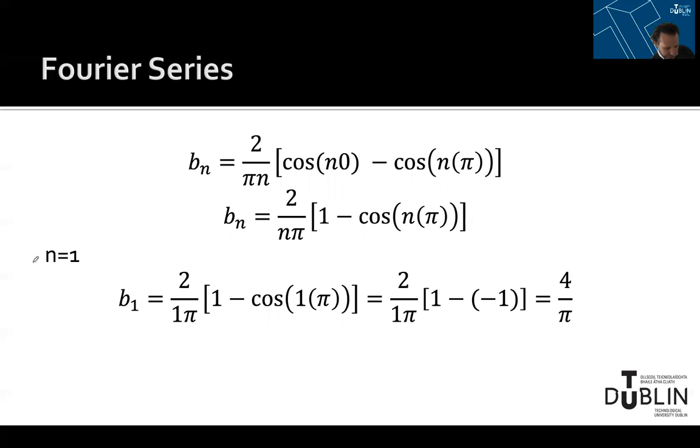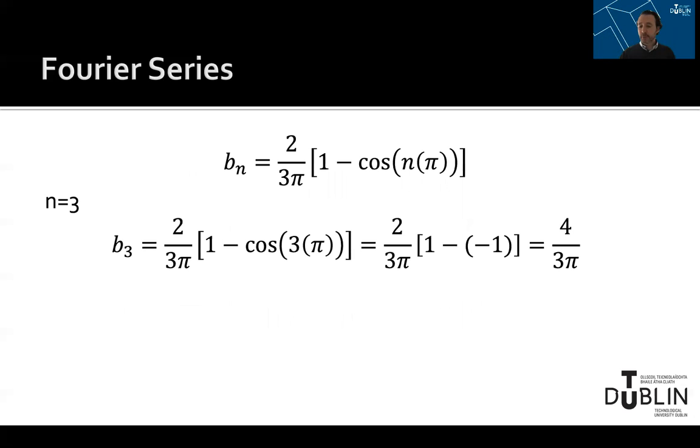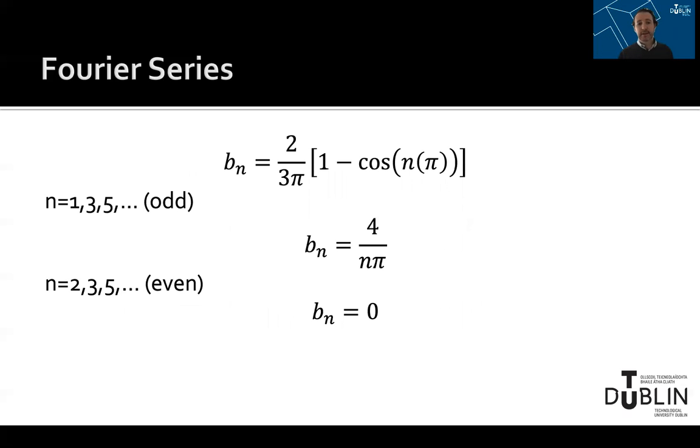So that's us letting n equal 1 in this format, 4 over pi. When n is equal to 2, cos of 2 pi is 1. So that cancels to give us 0. When n is 3, you get -1 again. So we get 4 divided by 3 pi. And it keeps going. When it's odd, you get 4 divided by n pi. So that's 4 divided by pi, 4 divided by 3 pi, 4 divided by 5 pi, and so forth. And for the evens, it's 0.